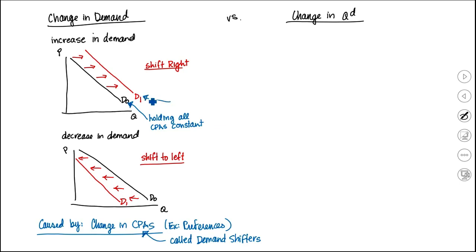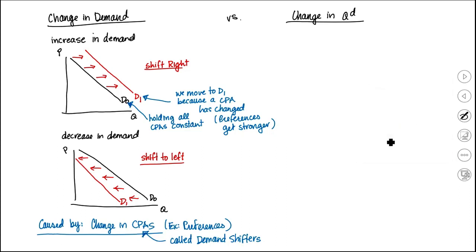But we move to D1 because a CPA has changed. So for example, maybe preferences get stronger. All right. Is that making some sense, guys? Is that making a little more sense to you? And again, this is just a mechanic. We have to learn it. There's no great intuition for you. It's just something that you have to kind of begin to understand.